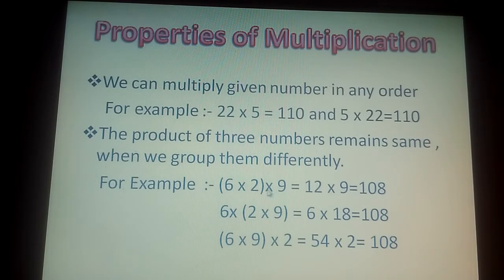Second time we are taking 2 and 9 together and then multiply the result by 6. So 2 9s are 18 and 6 18s are 108. Same result. Last time we are taking 6 and 9 together and then multiplying the result by 2. 6 9s are 54, 54 2s are 108. So result is same in all three cases.